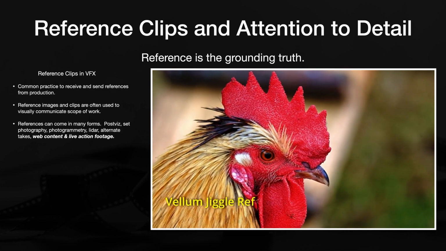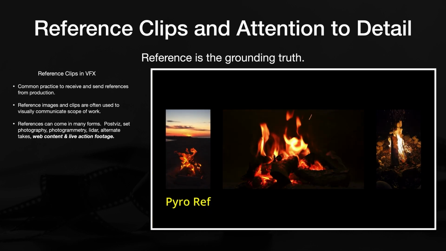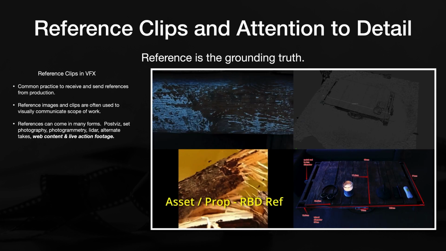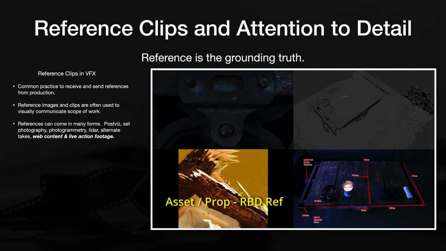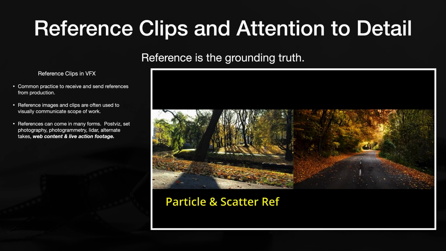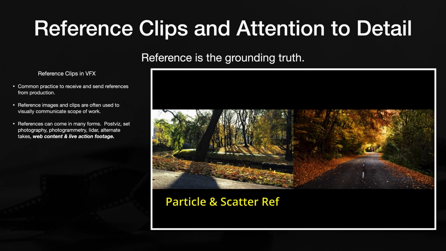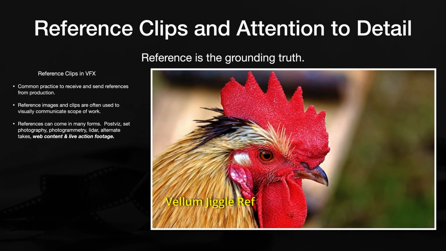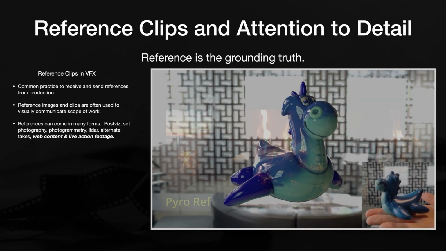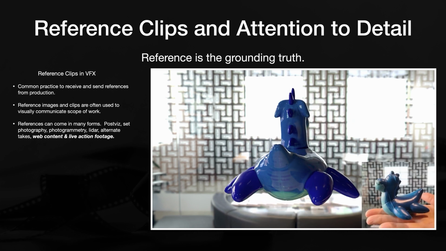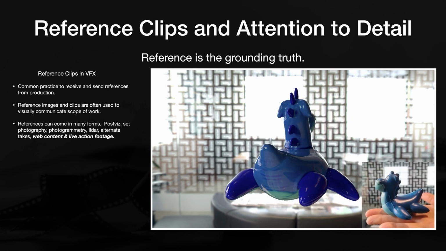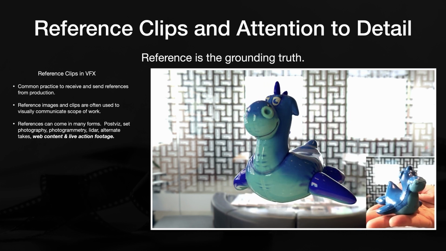References can usually come in many forms. Sometimes they will come in the form of post-viz, set photography, photogrammetry, LiDAR, and sometimes it's just literally an alternate take of a plate. And sometimes we just don't even get anything at all, and we have to scour the internet for references. Something that students forget is that nowadays everyone has a smartphone. So if you can't find your reference on the internet, then just shoot it yourself, and that could sometimes save you a bunch of time.